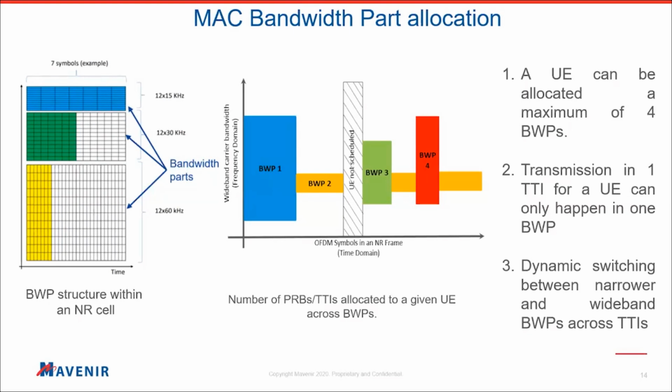Because of the additional dimension of bandwidth part, it makes the algorithm pretty challenging, because you have to schedule bandwidth parts to the user, and within each bandwidth part you also have to schedule which PRBs or how many PRBs are serving the user.